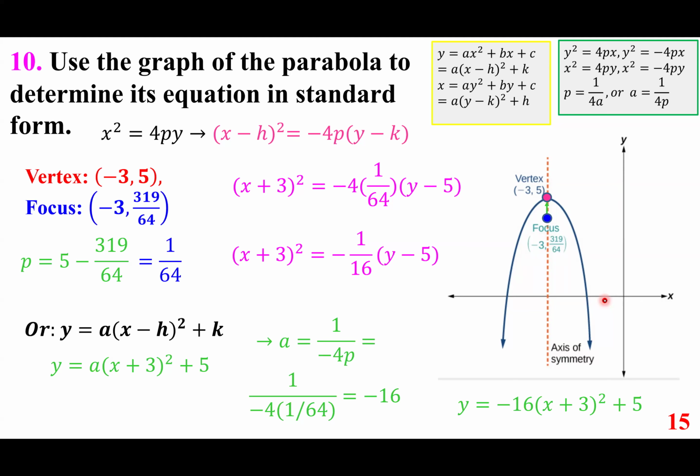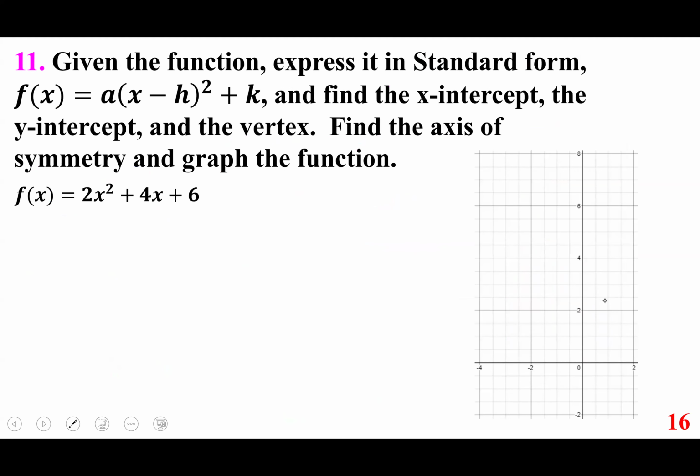So very straightforward. Even the function expressed in standard form, f of x equals a times x minus h quantity squared plus k. This is the standard form that's used in many places. In some cases, they call this the vertex format. I want you to know that, depending upon the terminology they use.